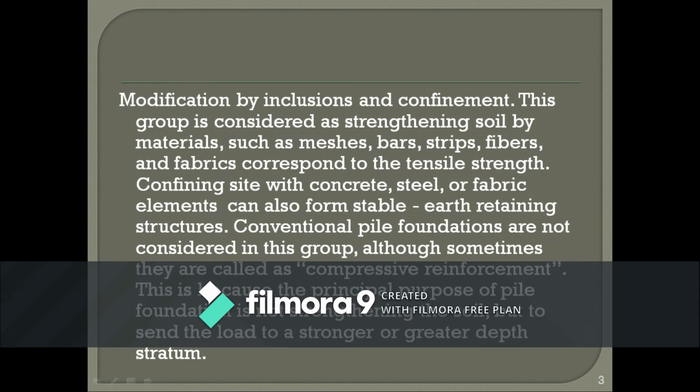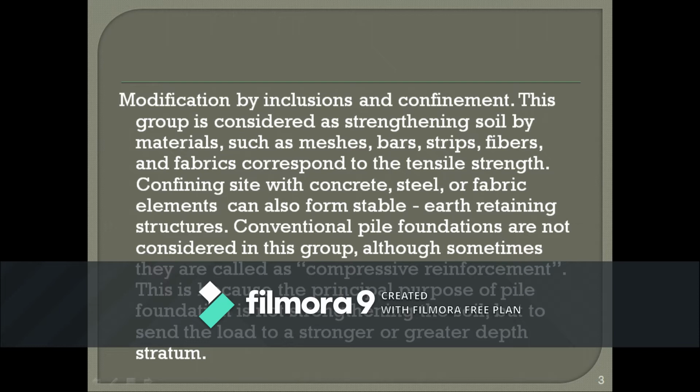So modification by inclusions and confinement. What is this aimed at? Let us see the main aim. This group is considered as strengthening soil by materials such as meshes, bars, strips and fabrics corresponding to tensile strength. Confining a site with concrete, steel or fabric elements can also form stable earth retaining structures. Conventional pile foundations are not considered in this group, although sometimes they are called compressive reinforcement.